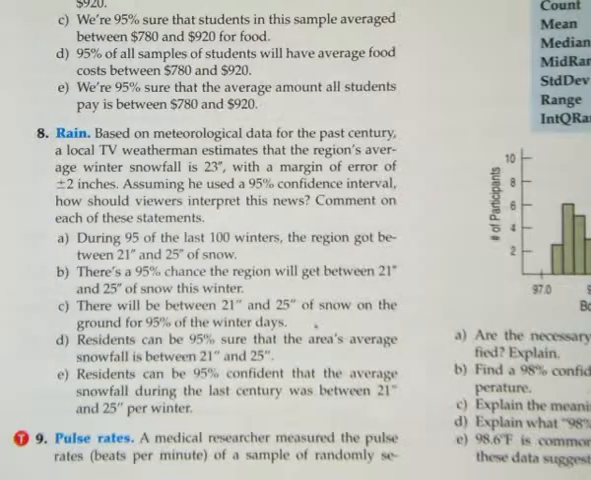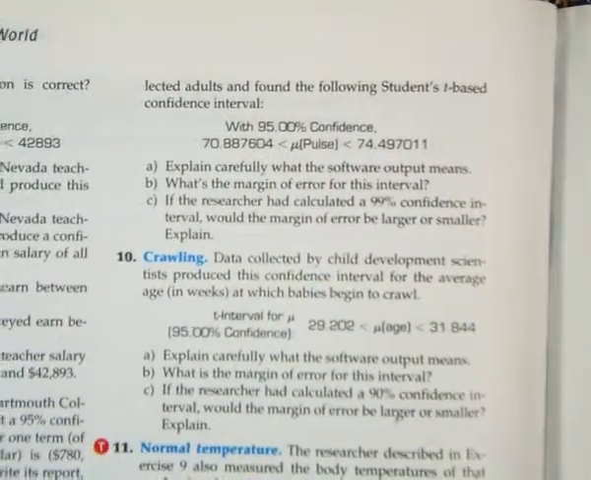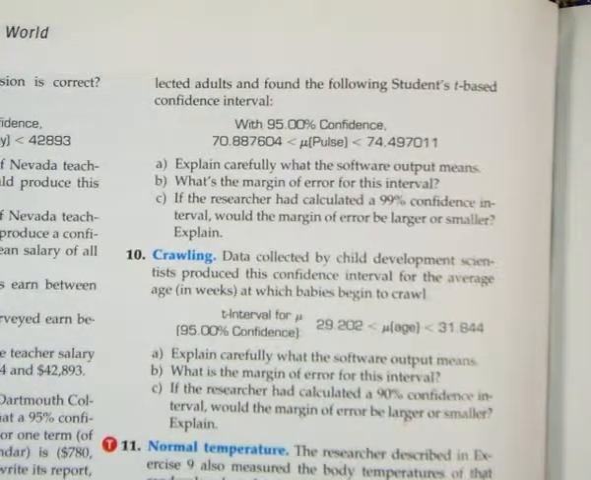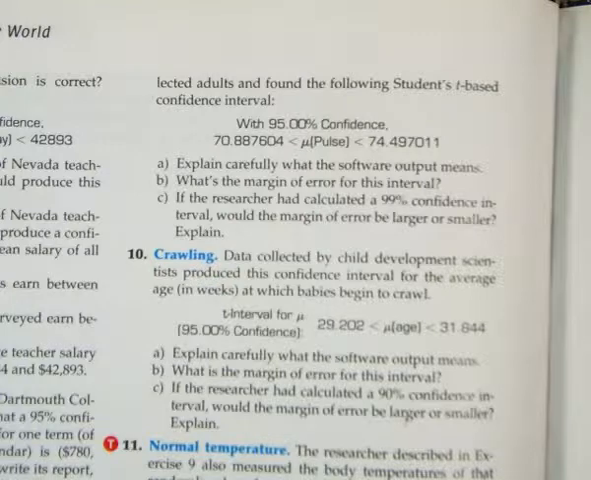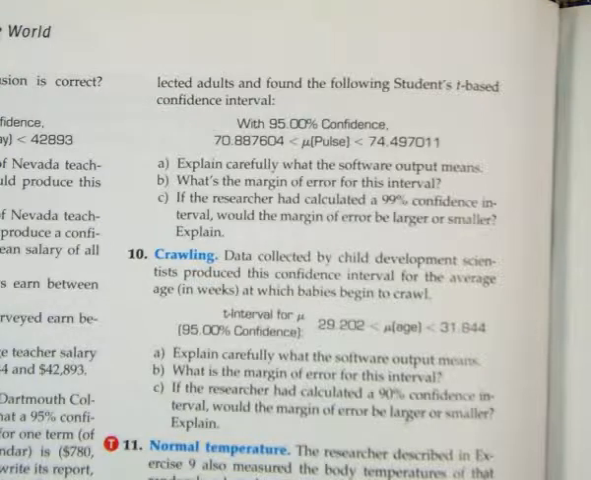All right. Problem 9 says a medical researcher measured the pulse rates in beats per minute of a sample of randomly selected adults and followed the following t-based confidence interval. With 95% confidence, we get this interval with mu in the middle. So explain carefully what the software output means. So what it means is we are 95% confident.